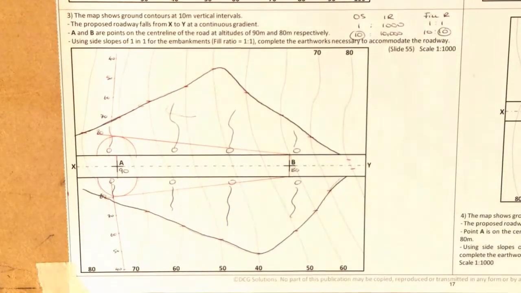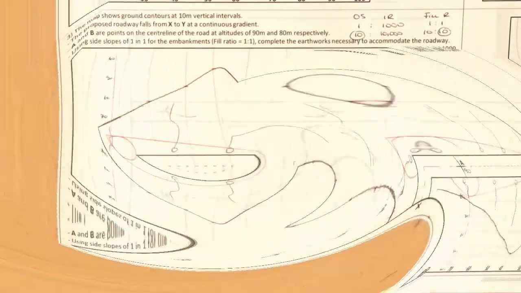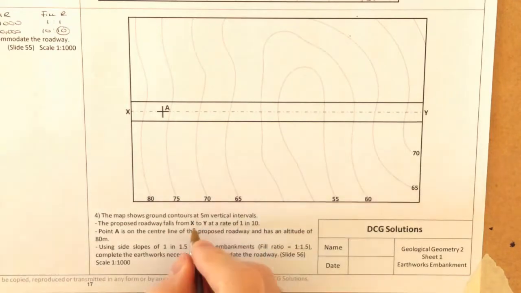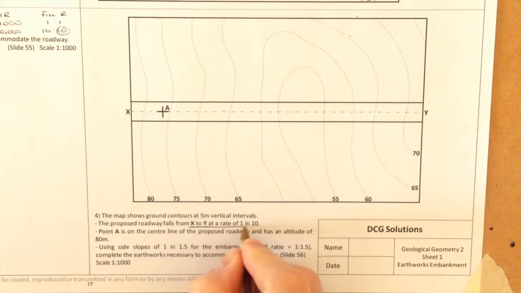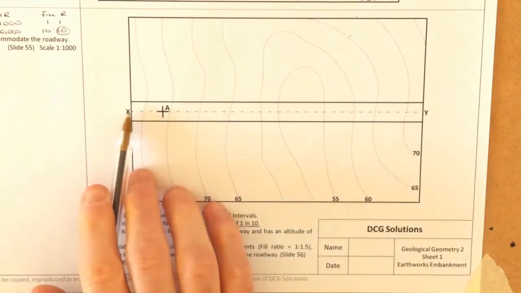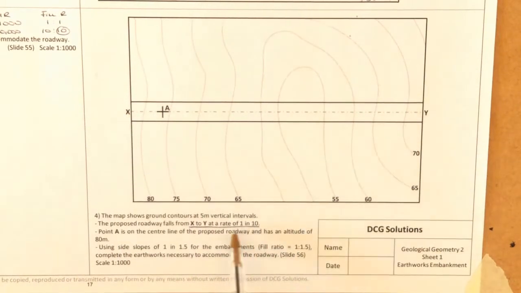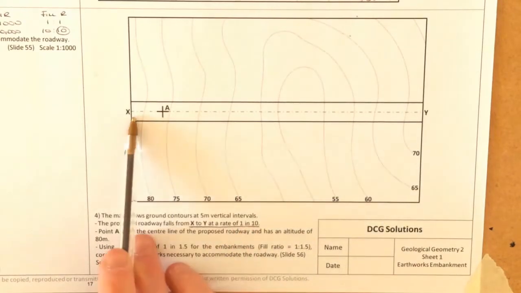So what we want to do now is move on to the final question at the bottom right of the page. So the last question on this page, folks, it says the map shows ground contours at 5 metre intervals, so the distance between our contours is 5. The proposed roadway falls from X to Y at a rate of 1 in 10. Okay, so that's important there. Basically the road, the highest part is at X, the lowest part is at Y, and it's falling at a rate of 1 in 10. So for every 1 metre I go down in height, I travel 10 metres along the road.